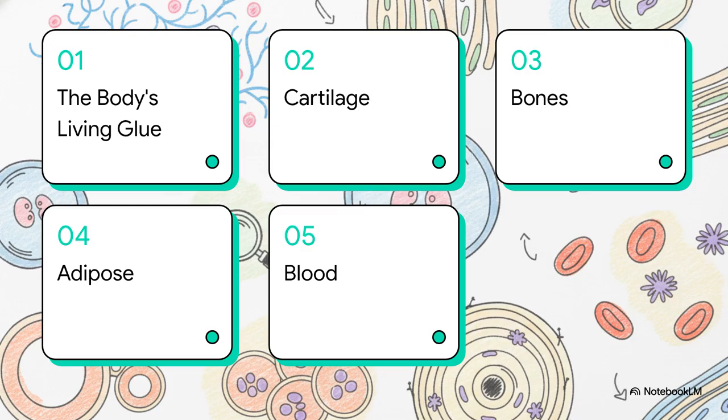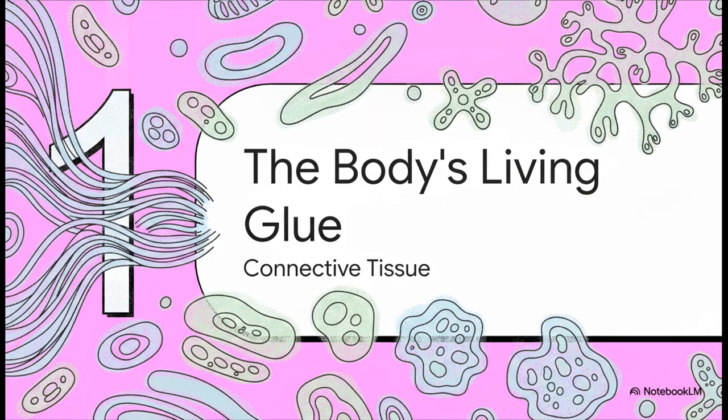We'll kick things off with the body's living glue, then examine 4 key classifications. We'll look at the flexible matrix of cartilage, the dense framework of bones, the cushions of adipose, and finally, blood, the fluid tissue. All right, part 1, the body's living glue.